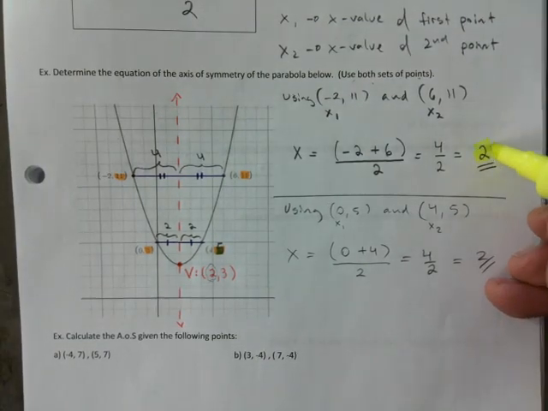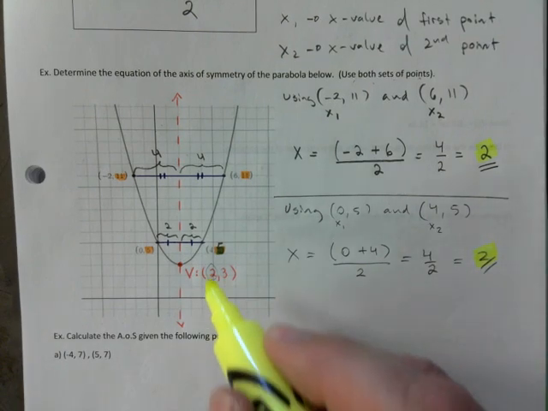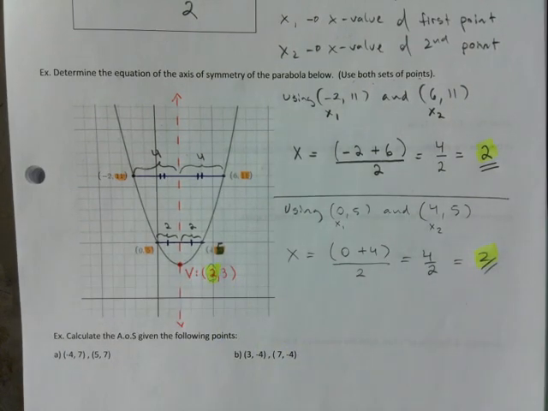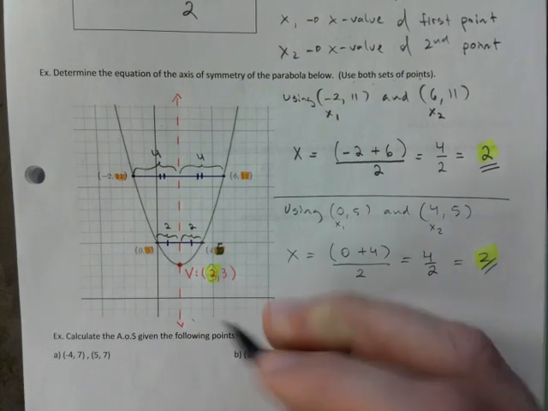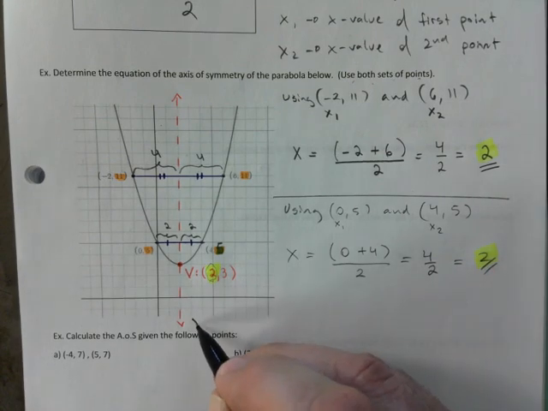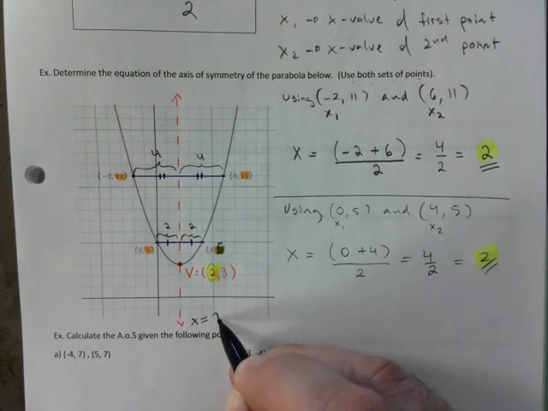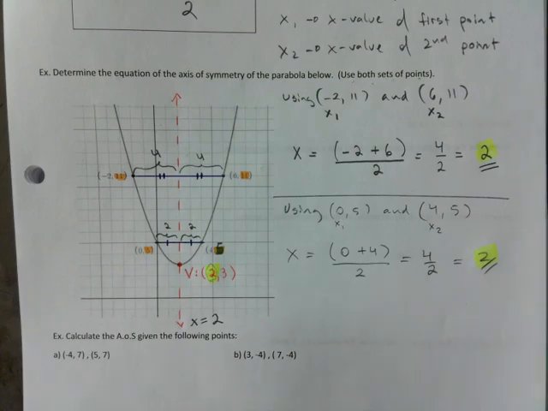So we're just confirming what we already knew, right? The axis of symmetry. So we can now confidently state that the axis of symmetry on this graph is the line x equals 2. Okay.